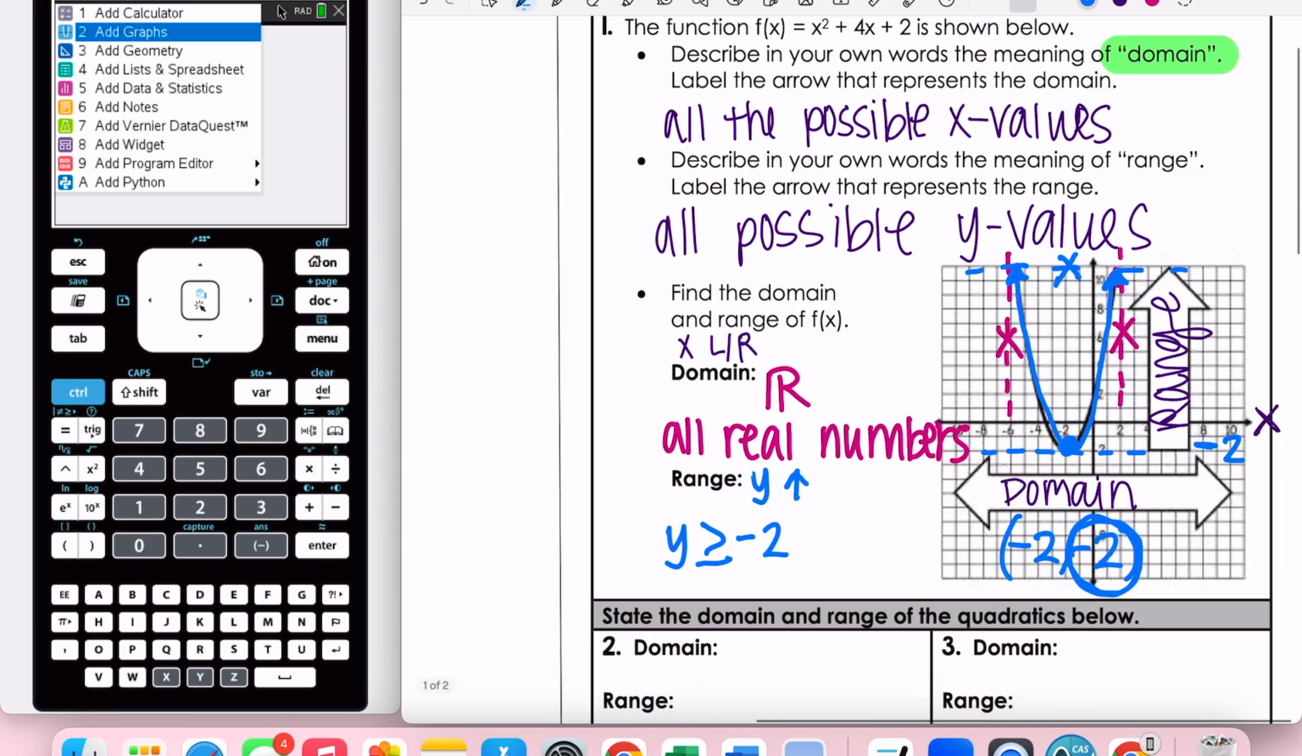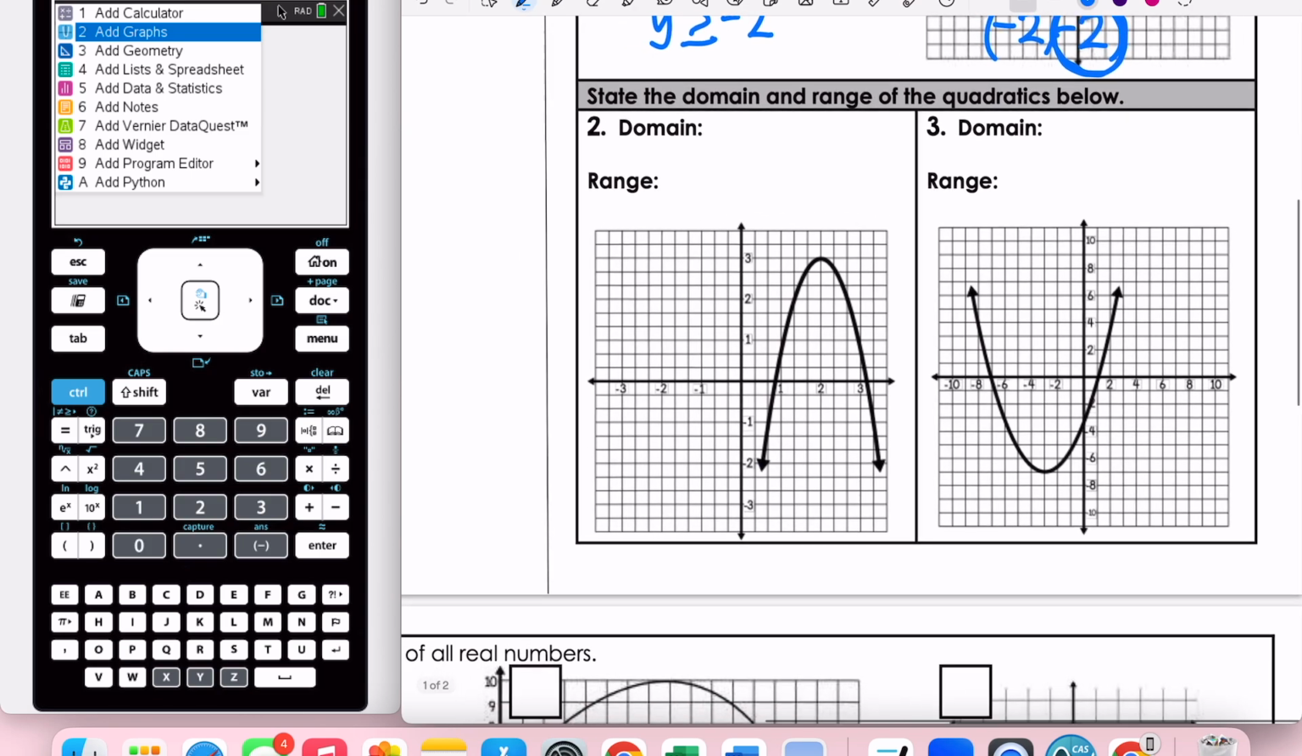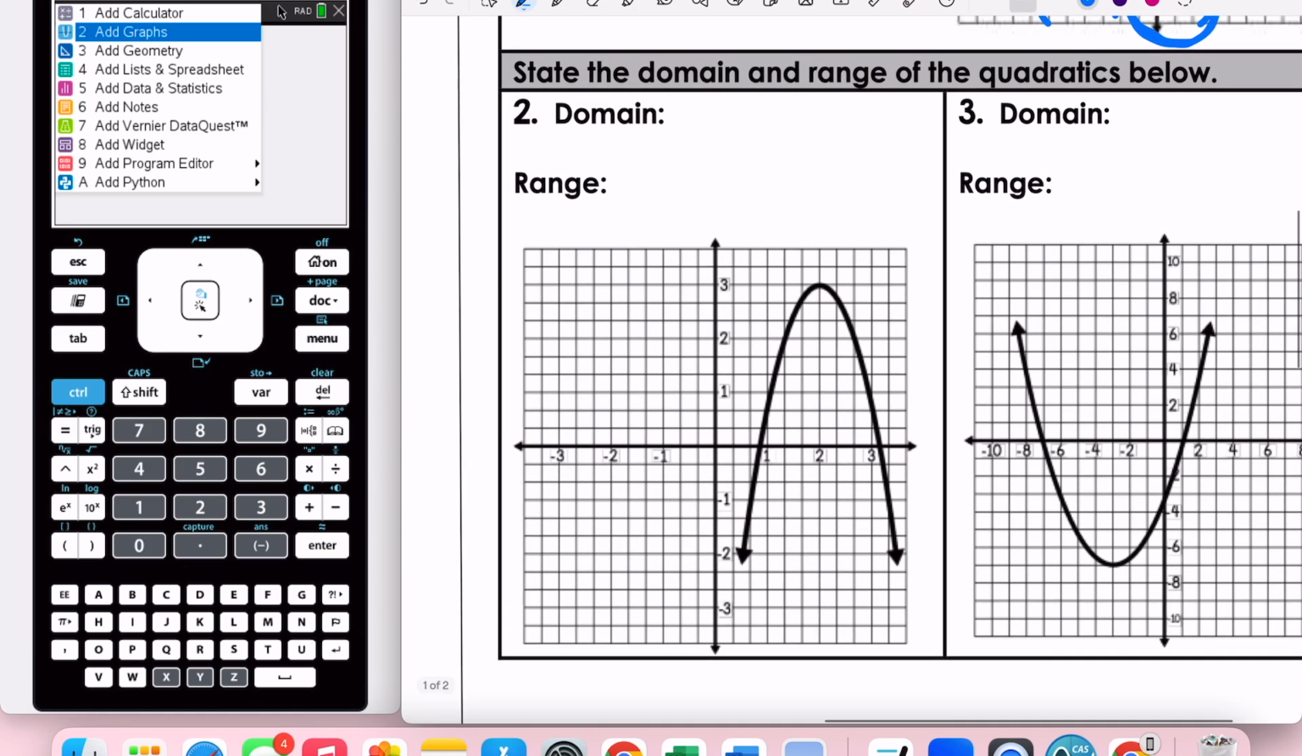Okay, let's go ahead and move on. Number 2, we're going to find the domain and range of the quadratic function below. So number 2, again, we want to start off by finding our domain. So remember, domain are my x values. I'm going from left to right.